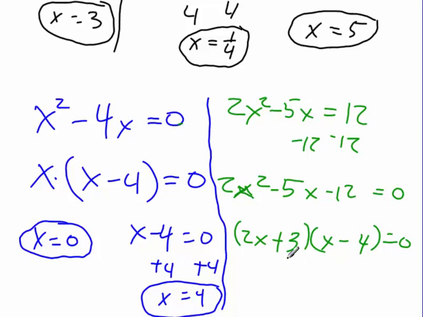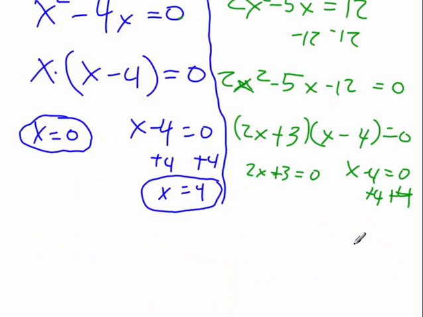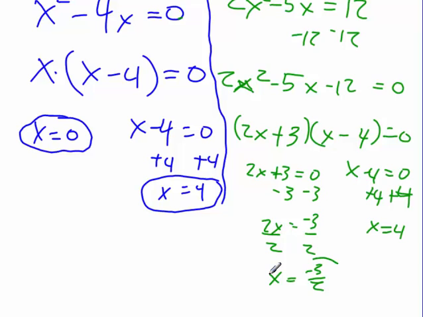So I'm going to set each one of my factors equal to 0, and I get 2x plus 3 equals 0. And I get x minus 4 equals 0. So one answer is x equals 4. The other answer, I got to subtract 3. I get 2x equals negative 3. Divided by 2 leaves me with x equals negative 3 halves. These are my answers here.